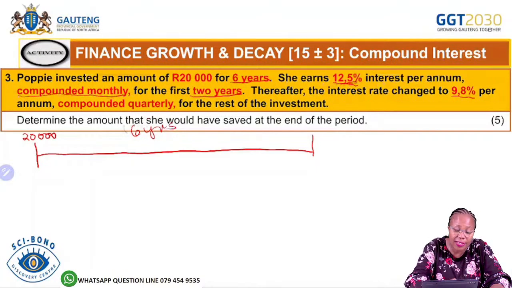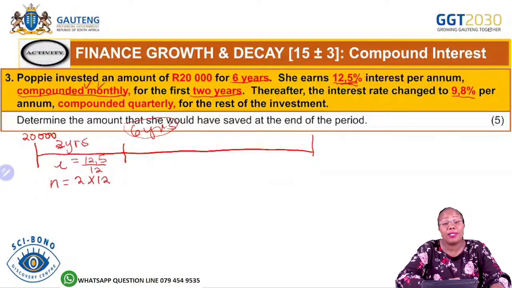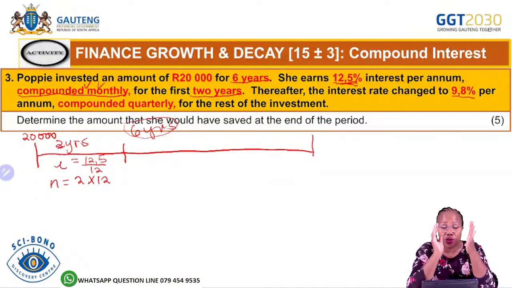So out of these 6 years that we are having, the first 2 years, that interest will be how much? 12.5. It is compounded monthly. That means it will be over 12. N was supposed to be 2 because it's for 2 years. Because it is compounded monthly, it will be multiplied by 12 for the first 2 years.